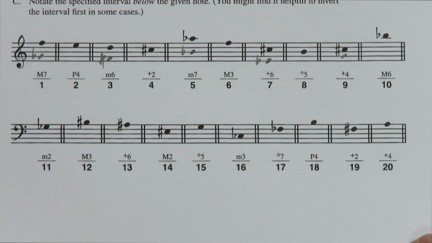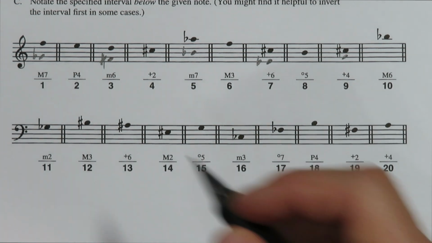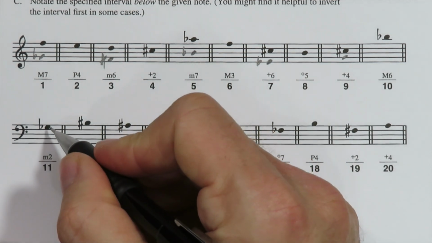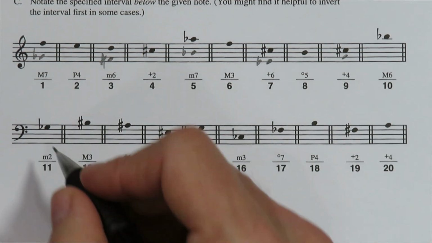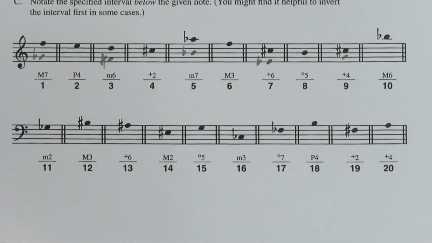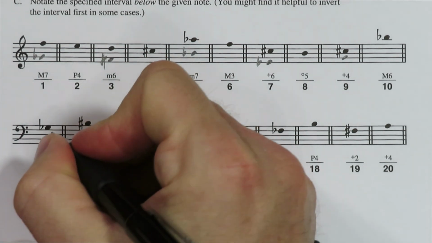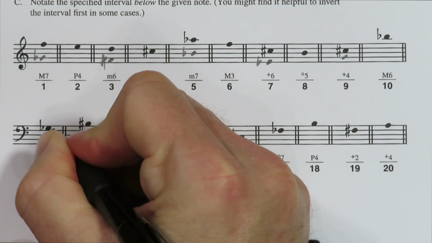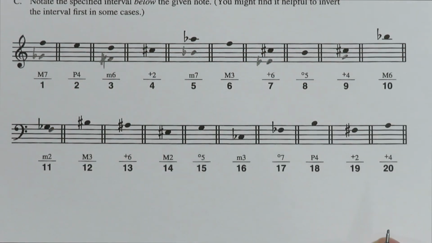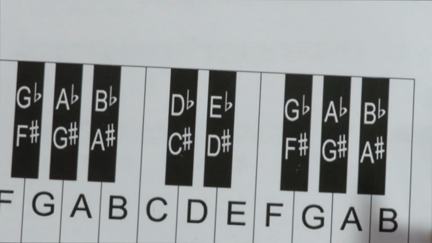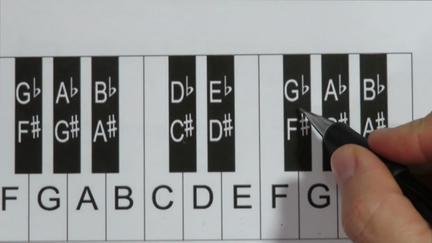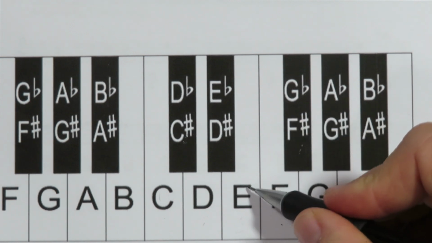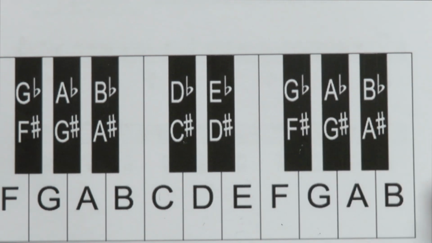Okay. So here we are on number 11, bass clef now. We have a G flat, and we want a minor second below that. So a second below G would be F, and the G flat to F would be a minor second, where G flat to F flat would be a major second.